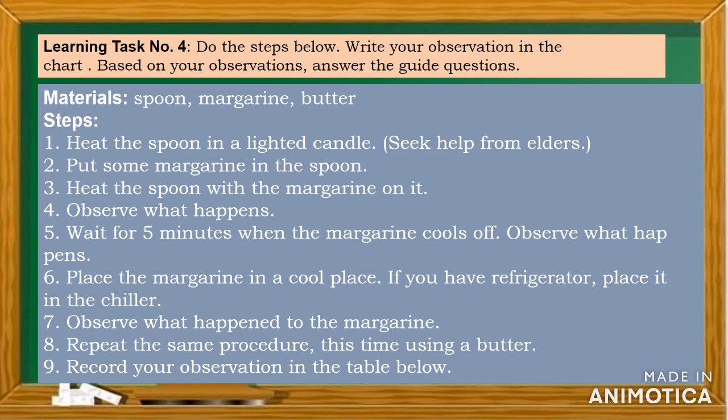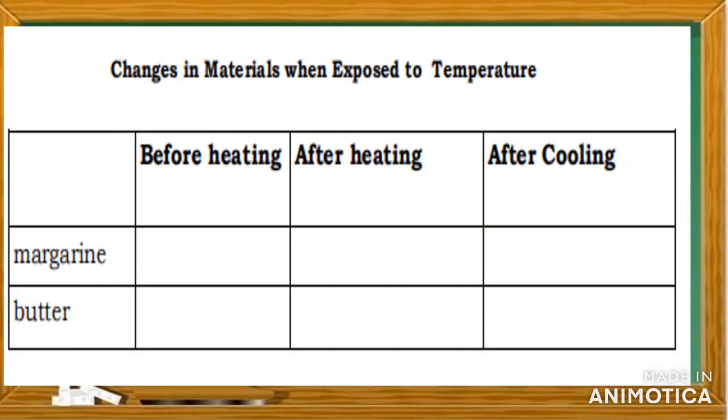For number 8, repeat the same procedure, this time using butter. Then number 9, record your observation in the table below. Changes in materials when exposed to temperature. Now let us record your observation in your experiment. We have here a table: before heating, after heating, and after cooling. Then we have here the two materials, the margarine and the butter.